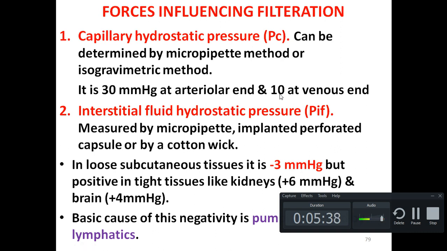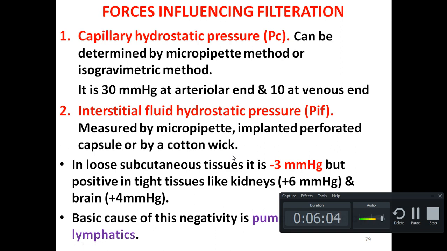The second force acting on the capillaries is the interstitial fluid hydrostatic pressure. This is the pressure that is present in the interstitial space because of the presence of fluid there. Again, this pressure is measured by the micropipette method, or by implanted perforated capsules, or by a cotton wick method.